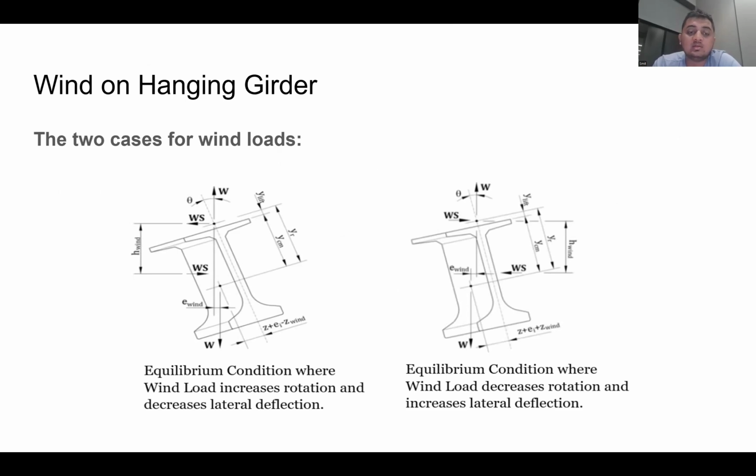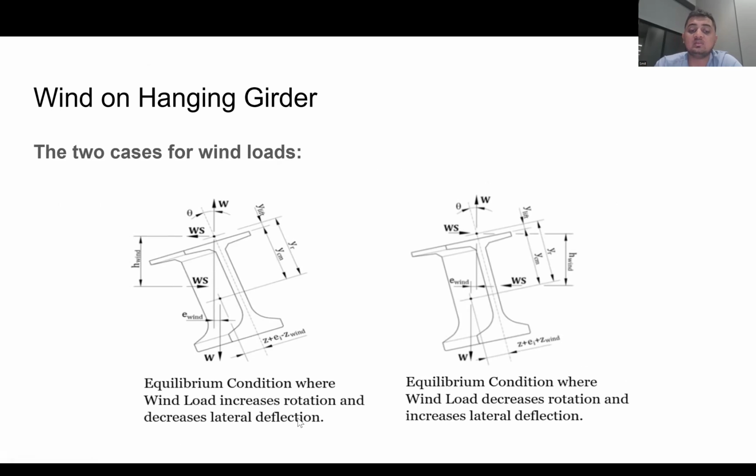Wind on the hanging girder. It depends on when we need to calculate the wind. It's totally dependent on the situation. So these are two cases for the wind loads. One is the equilibrium condition where the wind load increases rotation and decreases lateral deflection. And the second is the equilibrium condition where the wind load decreases the rotation and increases lateral deflection.